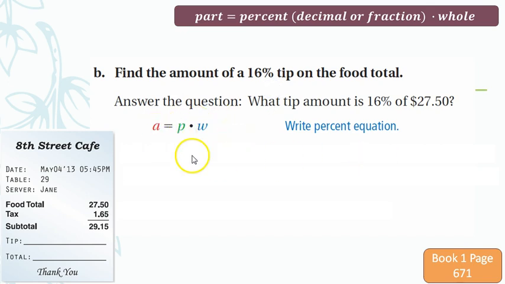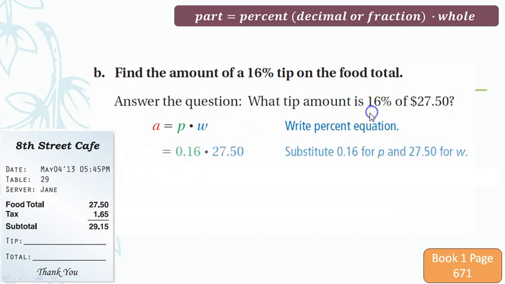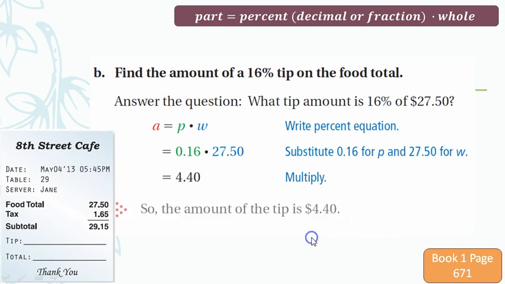So step 1, write the percent equation A equals P times W. The 16% must be changed either to a fraction or a decimal, so we use 0.16 for P and 27.50 as the whole. All we have to do now is multiply by these, and we get our resulting part. 0.16 times 27.50 equals $4.40. So, to answer the question, the amount of the tip is $4.40.